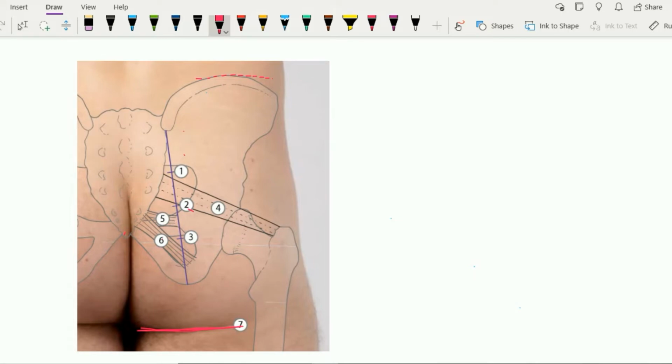On the medial side, this gluteal region extends up to the midline from the spine of the dorsal aspect of the sacrum, and on the lateral side, this gluteal region extends up to the lateral aspect of the greater trochanter of the femur.